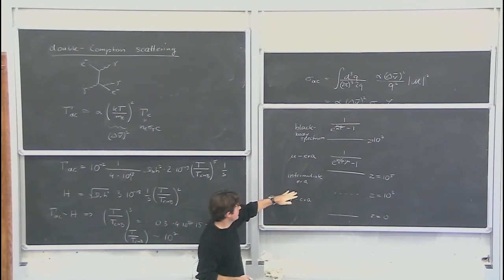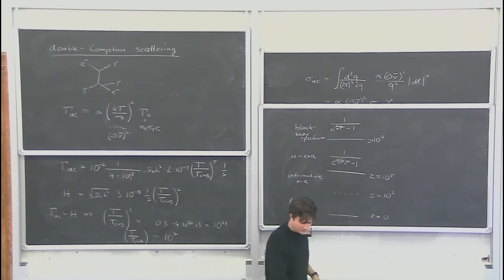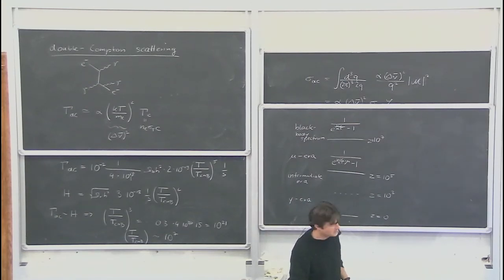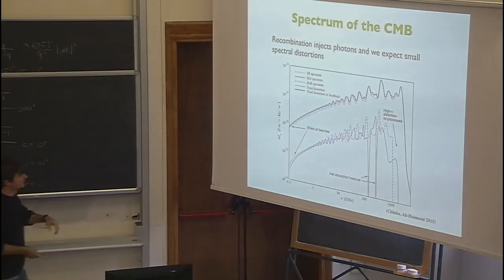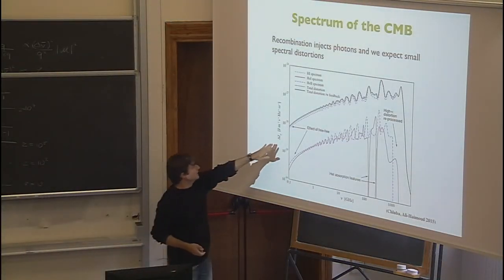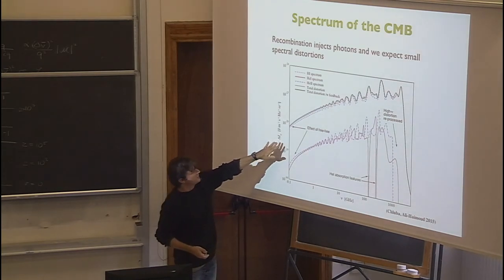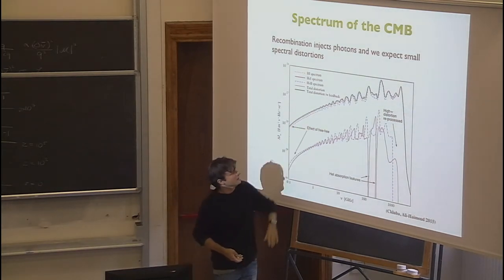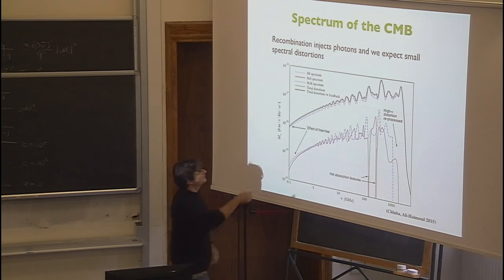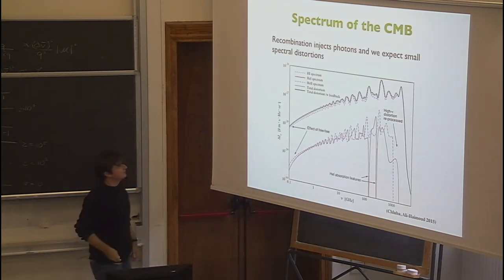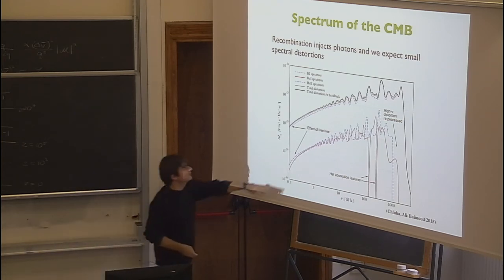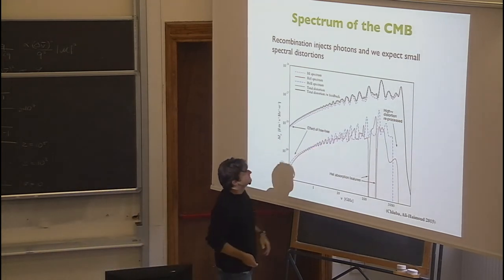And I'll just show you the relevant plots and what they look like. So this is what the recombination lines look like. This is the change to the photon spectrum from recombination lines. So you see the different lines from hydrogen and from helium. Helium is further down here.